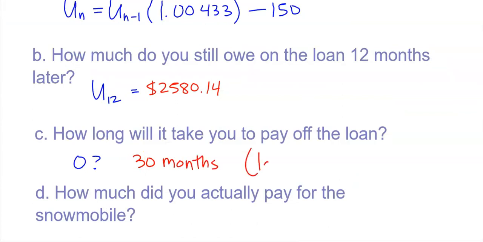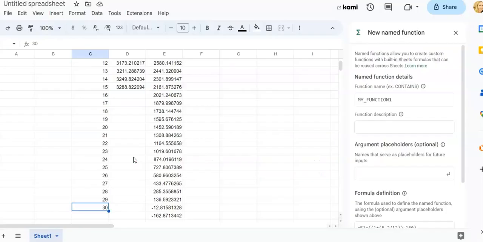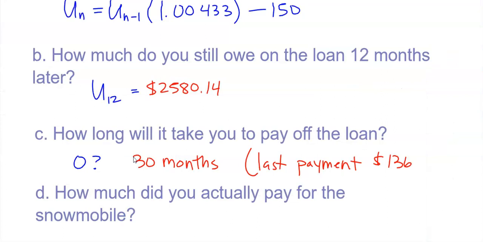And then your last payment was smaller. Your last payment was 136. What was the decimal there? 136.59. Where again, you had been paying $150 each month.